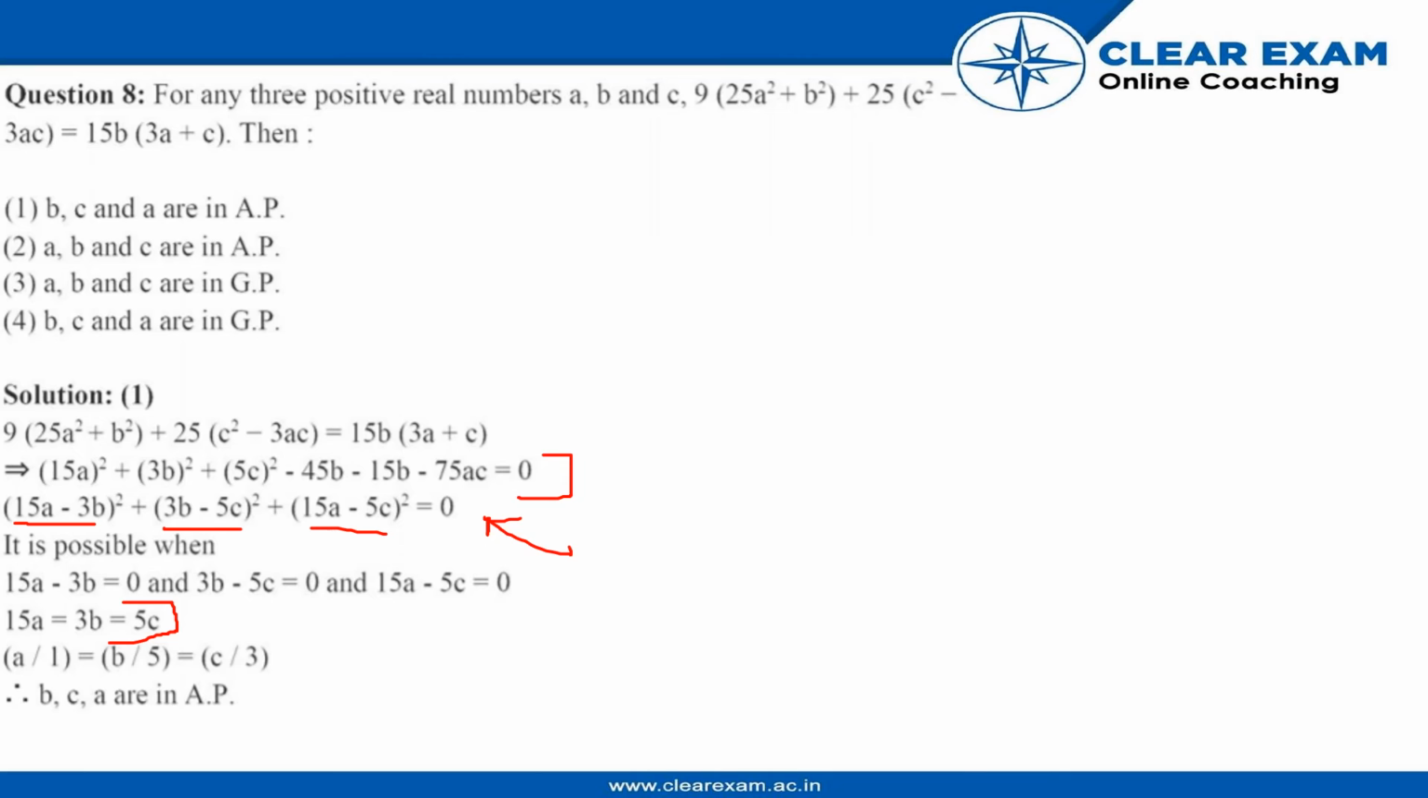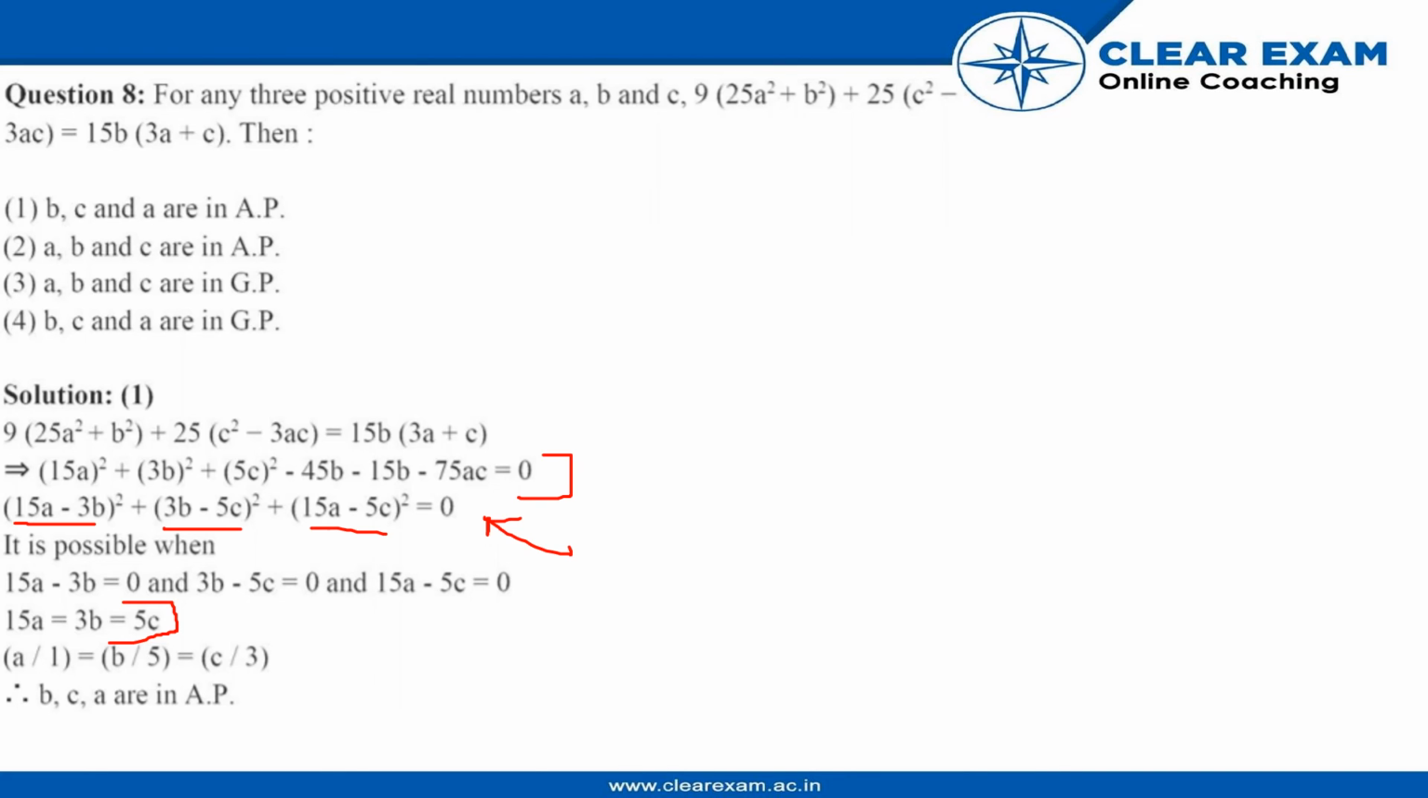Now, making the numerator coefficient 0, 1, we divide all these terms by 15, right? Giving the equation a divided by 1 equal to b divided by 5 equal to c divided by 3. Now we can clearly say that these terms are in AP, right? Now the order has to be either increasing or decreasing.